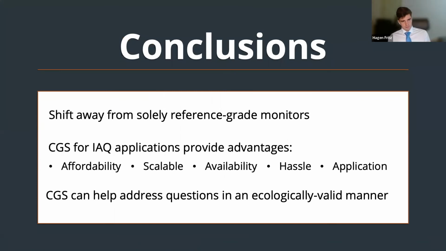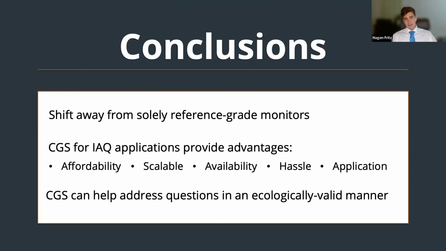So, some general conclusions here. We're seeing a shift away from solely reference grade monitors in both the indoor and ambient air quality monitoring fields. We're not replacing reference grade monitors in total, and I don't believe we should. I think we should use a combination of the two, because consumer grade sensors allow for a wide variety of advantages over traditional monitoring, which I've mentioned before, but I'll reiterate here.